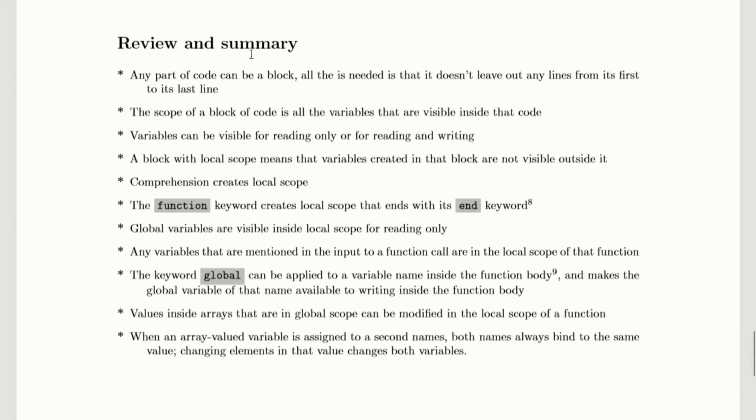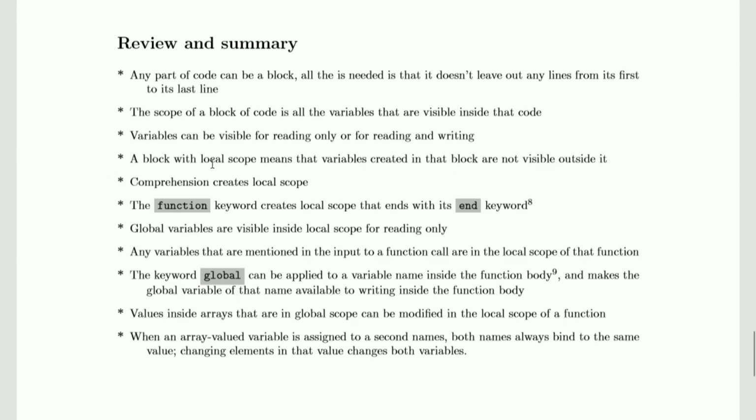So let's have a review and a summary. Any part of code can be a block. All that is needed is that the entire code from beginning to end is included in the block. That's what we mean by a block of code. The scope of a block of code is all the variables that are visible inside that code. Variables can be visible for reading only or for reading and writing. A block with local scope means that variables created in that block are not visible outside the block.